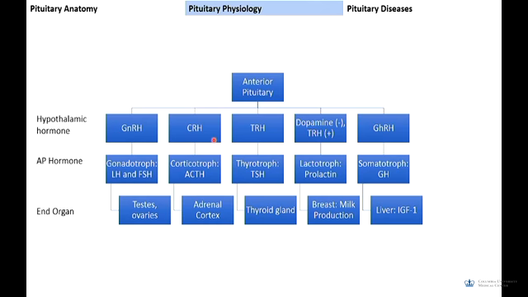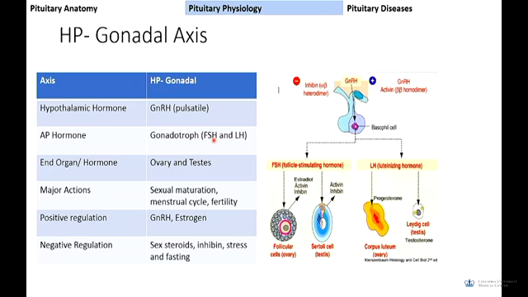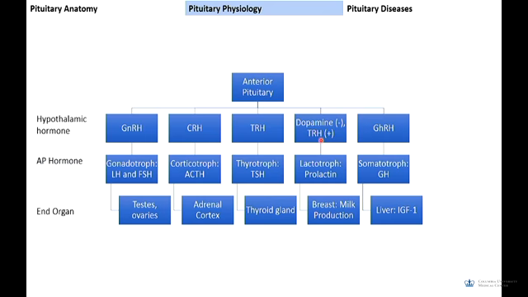Starting off with the gonadal axis. The hypothalamic hormone is GnRH. That's released from the hypothalamus in a pulsatile fashion. It acts on the pituitary to release FSH and LH, which then act on the ovary and the testes. Main functions are sexual maturation, the menstrual cycle, and fertility. It's positively regulated by GnRH and estrogen, and negatively regulated by increased sex steroids, so that's the negative feedback loop, inhibin, stress, and fasting.